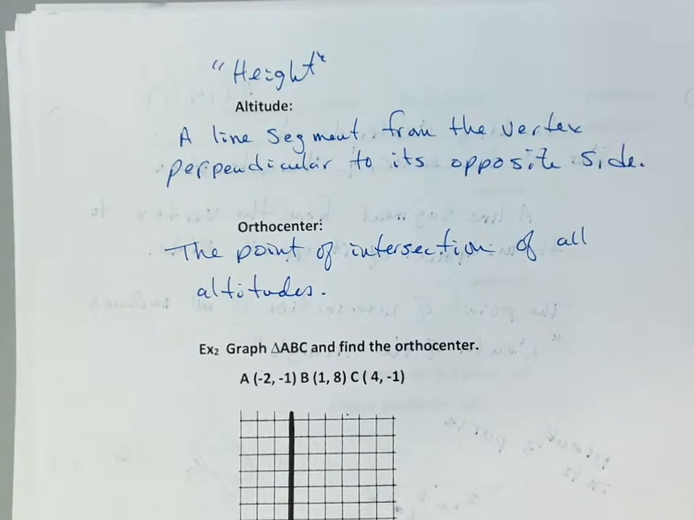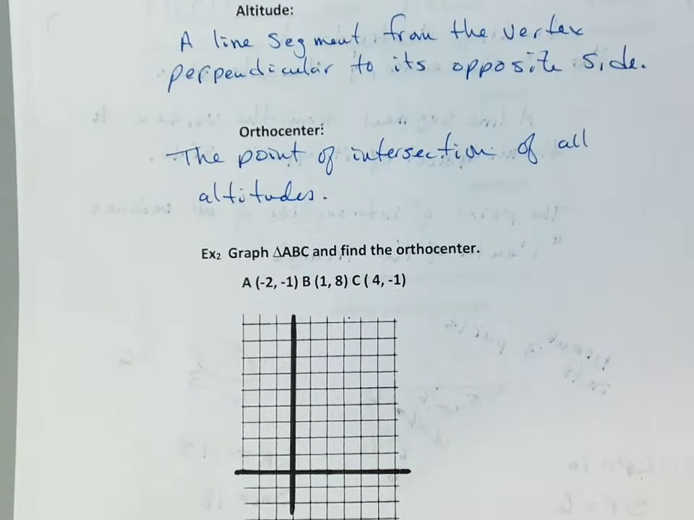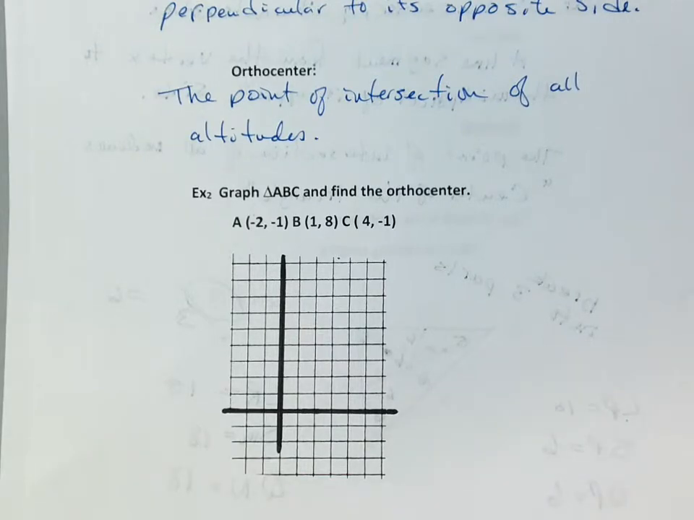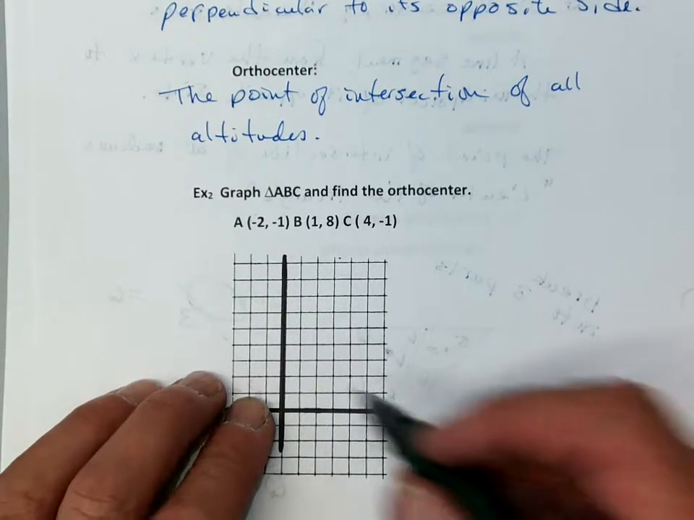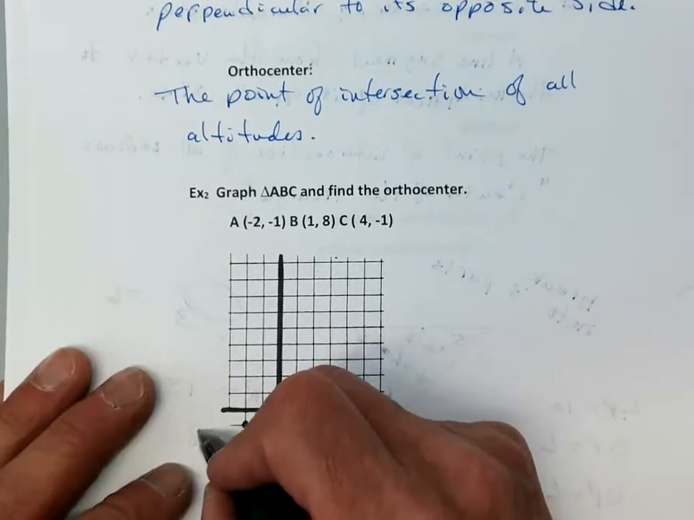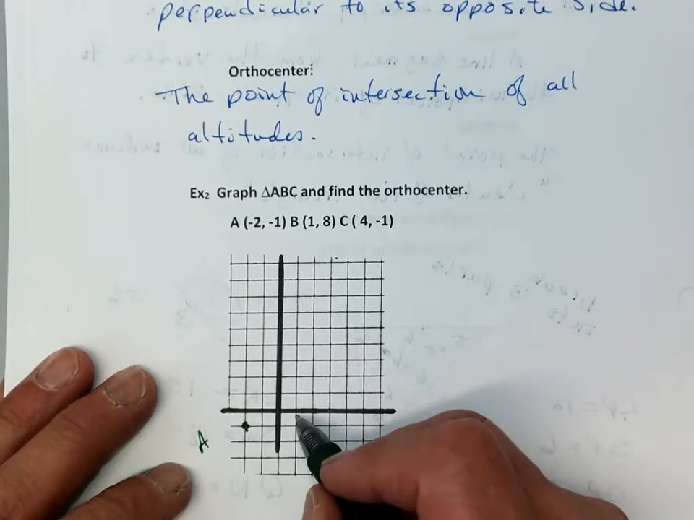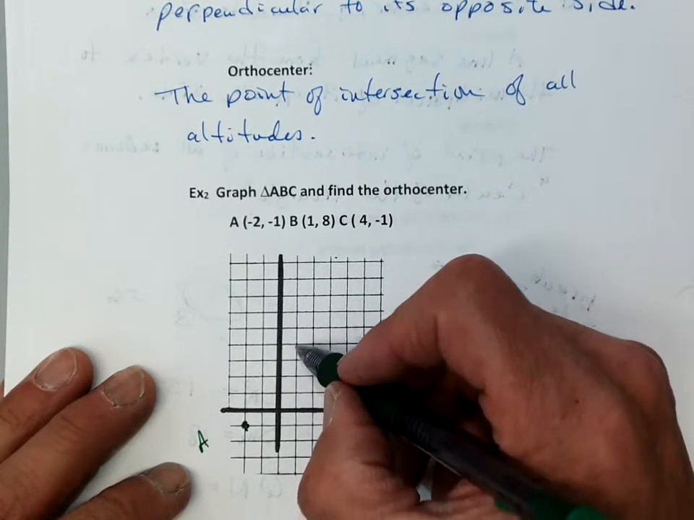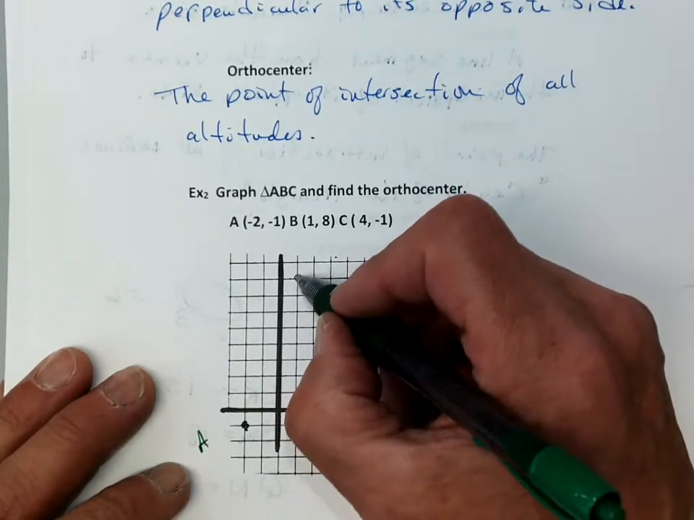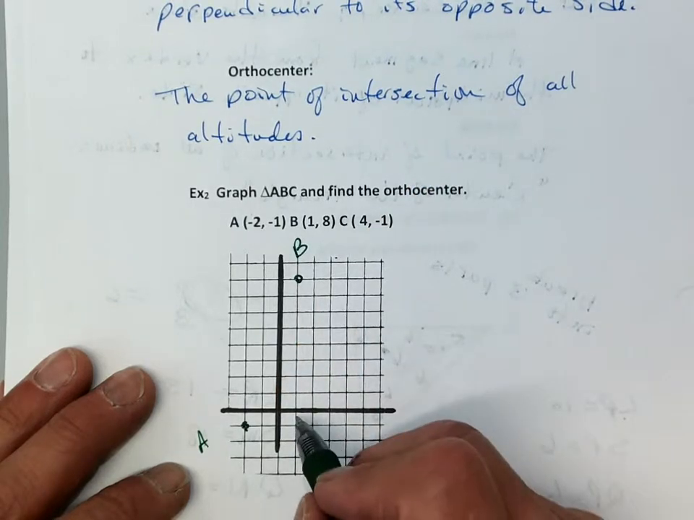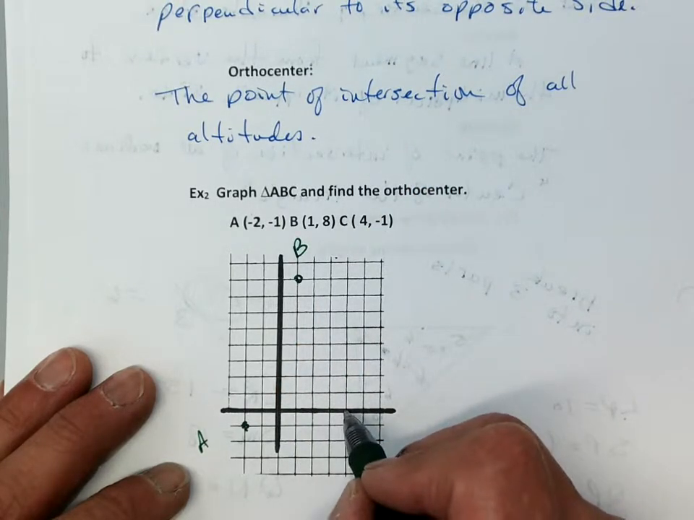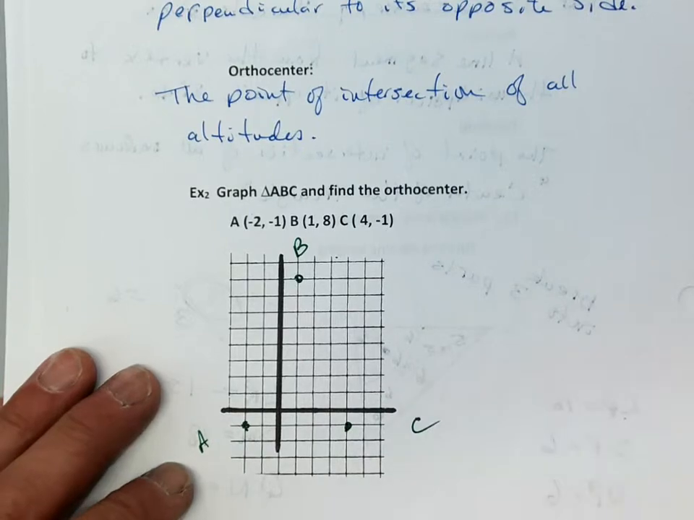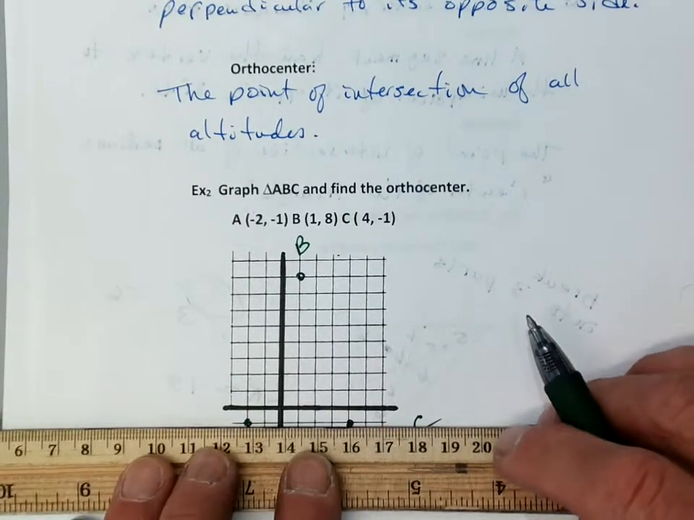Now, example 2. Let's do example 2 together. So if I take a look at example 2, it says, okay, graph triangle ABC. I can do that. I can handle that. -2, -1. There's A. 1, 8. 1, 2, 3, 4, 5, 6, 7, 8. There's B. And 4. 1, 2, 3, 4. -1. There's C. Okay, I've got my triangle. I'm going to draw it in, right?